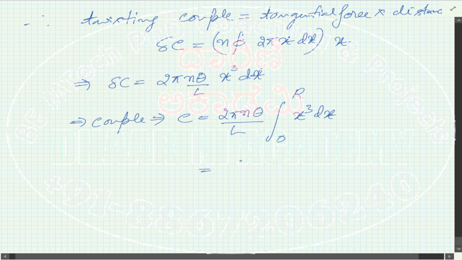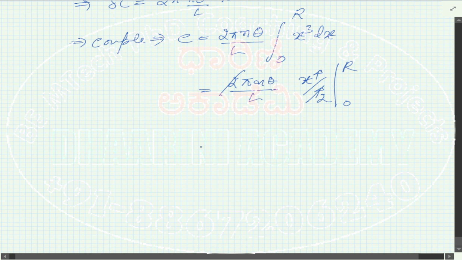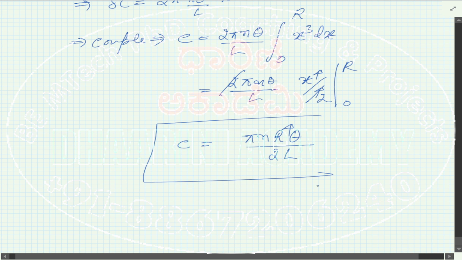So what happens to x cube? This is 2 pi n theta by L. X cube becomes x to the 4 by 4. So 2 cancels with the 4, leaving 2. Substituting the limits 0 to R, x becomes R. Therefore, the twisting couple C is given by pi n R to the 4 times theta, whole divided by 2L. This is the required answer.